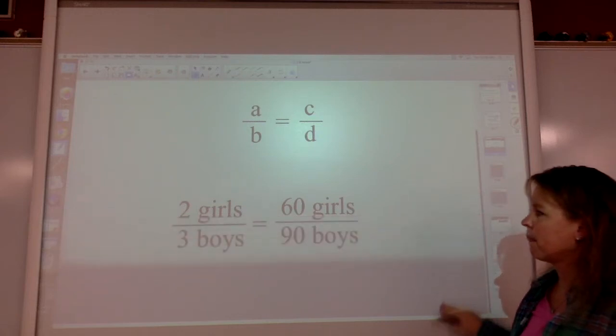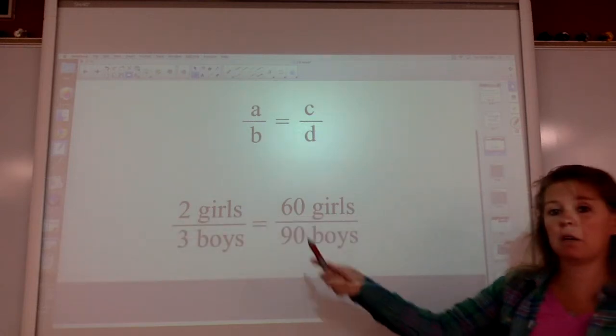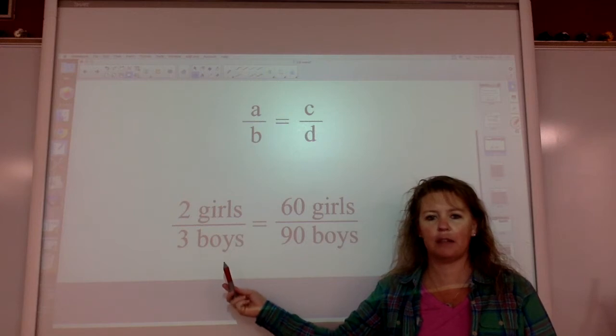For example, here would be a proportion. For every 2 girls, there's 3 boys. That doesn't mean there's only 5 kids in the class.